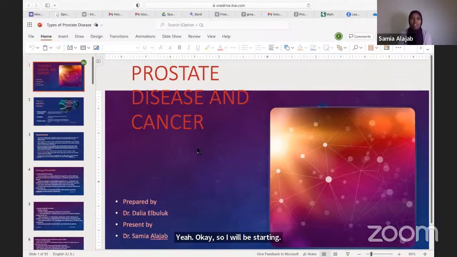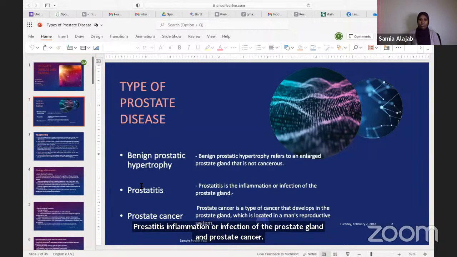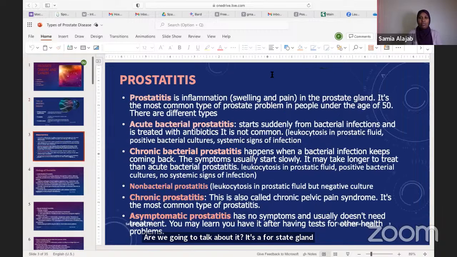Today we're going to be presenting about prostate disease and cancer. The types of prostate disease we're going to talk about are benign prostatic hypertrophy, prostatitis, and prostate cancer. Benign prostatic hyperplasia is also called prostatic hypertrophy and refers to an enlarged prostate gland. It's non-cancerous, which is what benign means. Prostatitis is inflammation or infection of the prostate gland, and prostate cancer is mostly prostatic adenocarcinoma.